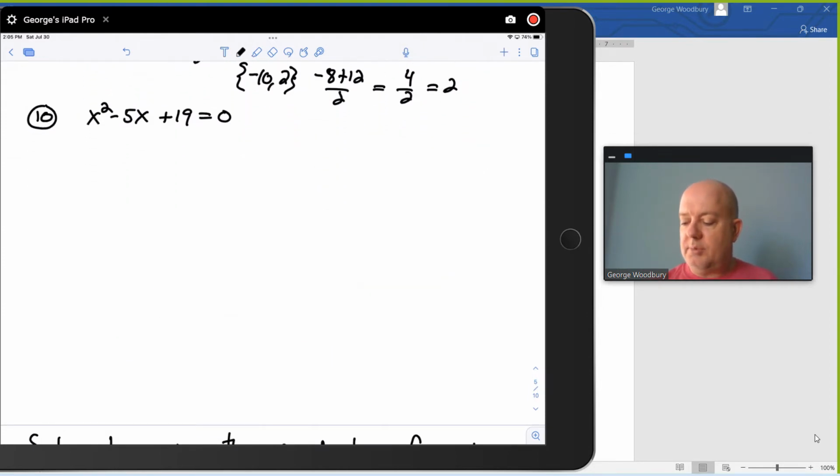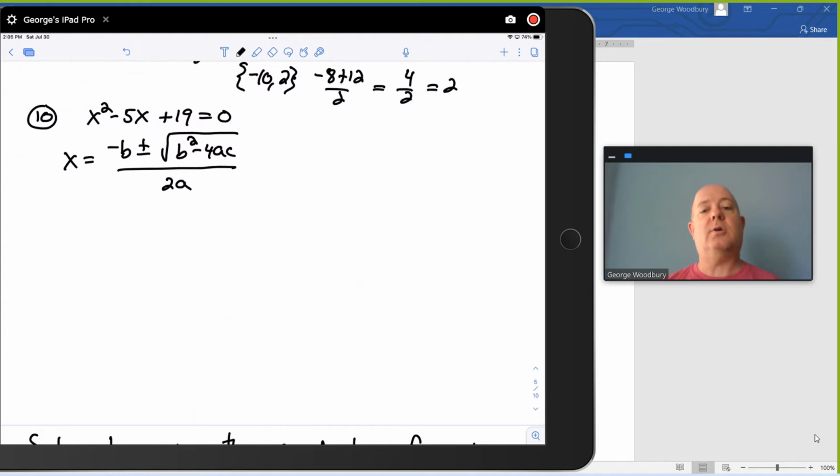So again, let's copy the formula. X equals negative b plus or minus square root b squared minus 4ac over 2a. I teach a lot of classes where being able to substitute into a formula gets used a lot, and taking that extra time to write the formula down first really helps prevent from substituting in incorrectly. Also, I'm going to make note that a here is 1, b is negative 5, and c is 19.